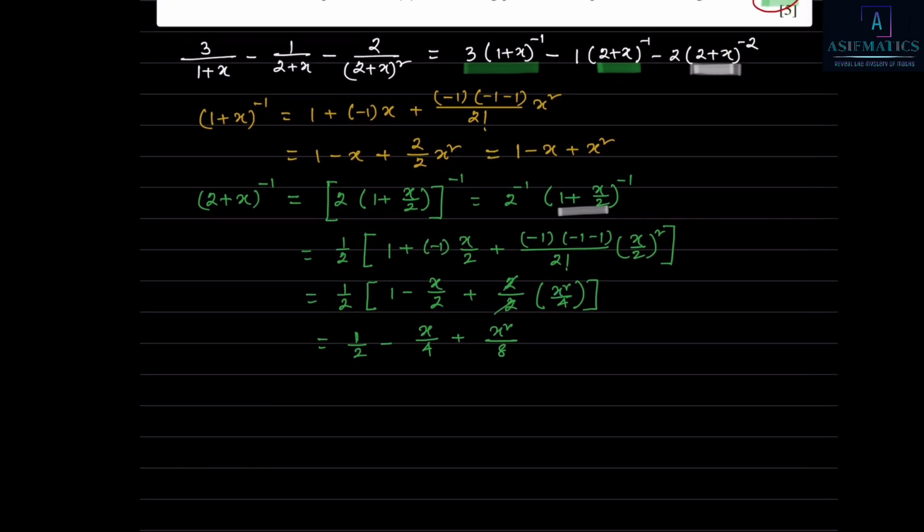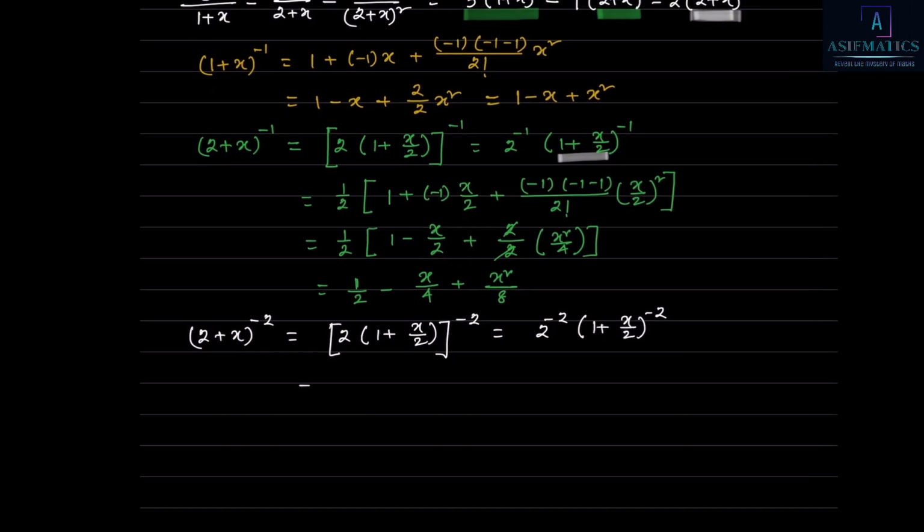So our third expansion, 2 plus x to the power negative 2. Again we need to change this one to 1 plus x by 2 whole to the power negative 2. So this will be 2 to the power negative 2 into 1 plus x by 2 to the power negative 2. Or we can write this as 2 to the power negative 2 means 1 by 4.